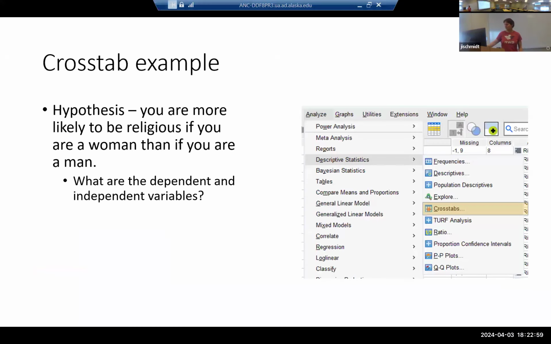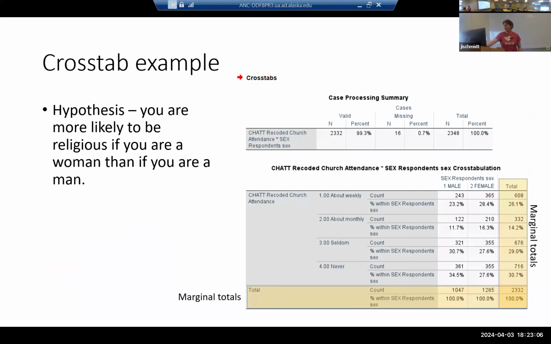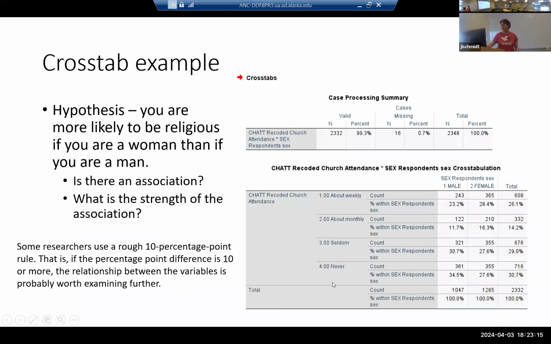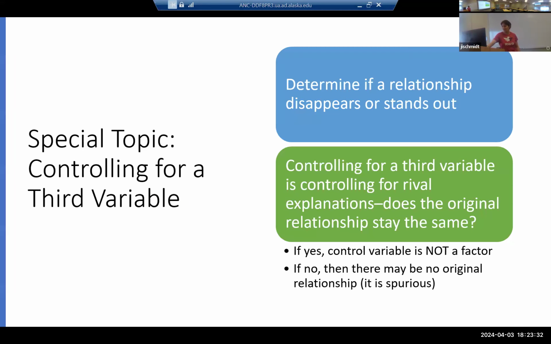It's more difficult in Excel to do crosstabs, so that's one thing SPSS has going for it. Margin totals, like I mentioned, that's what those are. And this did add to 100, so you're good. As I said, it's the 10% rule. Is there an association? What is the strength of the association? That's the statistical approach we're gonna be talking about coming up. Right now, we can just say it looks like there is.